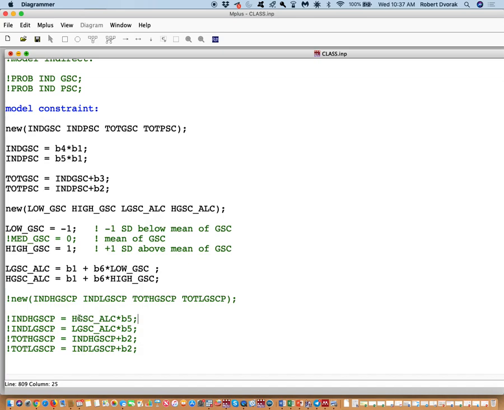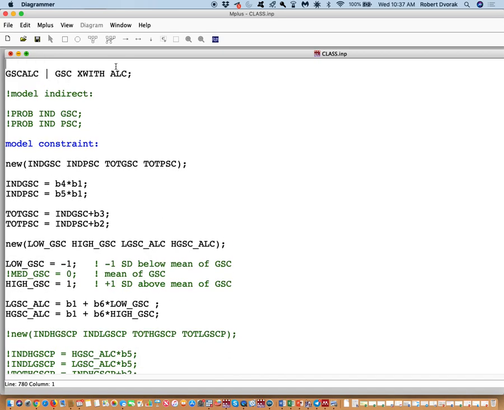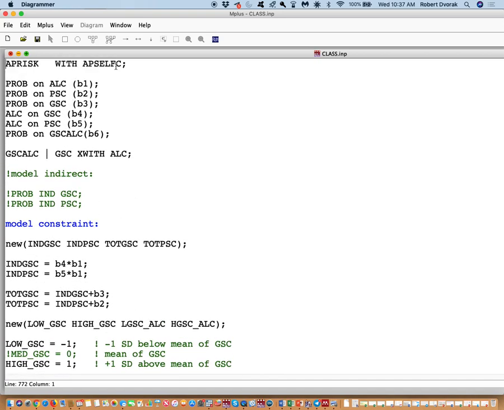We've already calculated these values right here, right? So this is the relationship between alcohol and problems at good self-control. We're going to multiply it times B5. What is B5? B5 is the relationship between poor self-control and alcohol use.